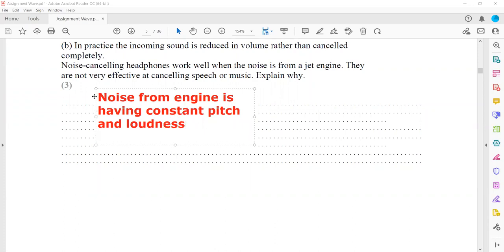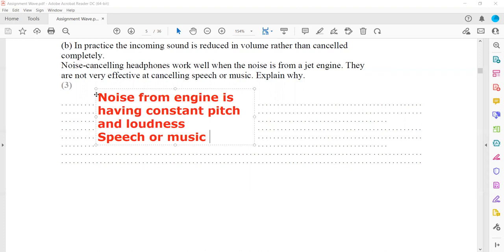Whereas with human speech or music, even if you're listening to music, you will find there are a lot of different musical instruments producing different sounds or sounds of different frequencies. So it will be really hard for this noise cancellation headphone to cancel out all of the sound. It can reduce some, but it cannot completely cancel out all of the sound.